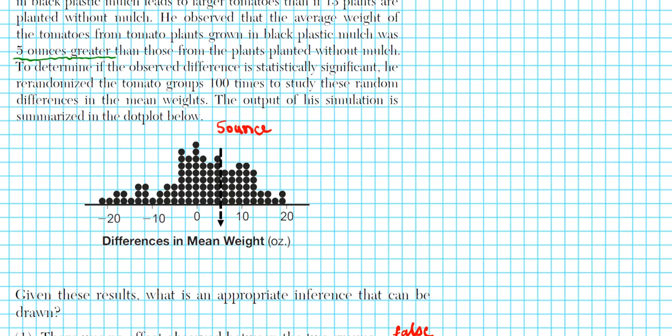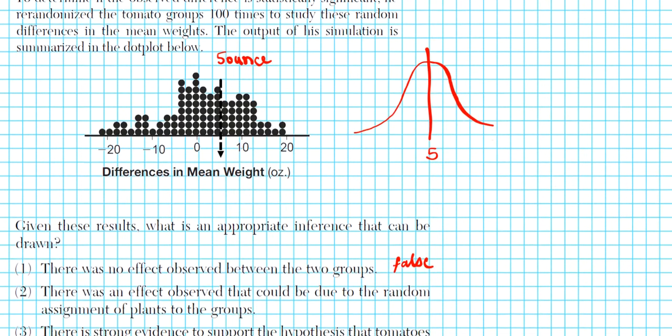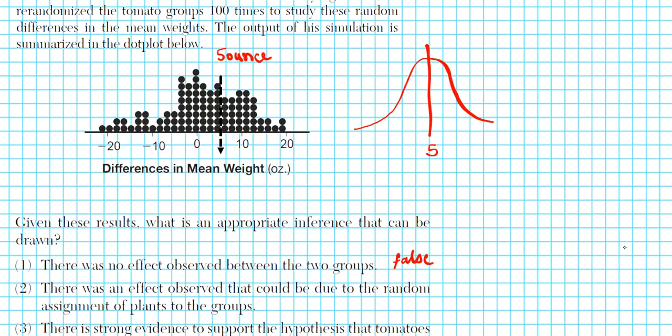So the question is, if you look at this dot plot, is the dot plot distributed normally about this average 5? Take a look at it. The answer is no, it's not normally distributed. Okay, so what does this tell us? It tells us that the random assignment of plant groups did impact the outcome. It did impact the observation because it is not spread normally about the average of 5 ounce. Okay, so statement number 2 is true. This is an accurate conclusion that can be drawn.